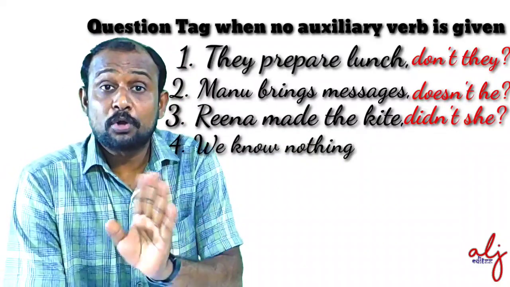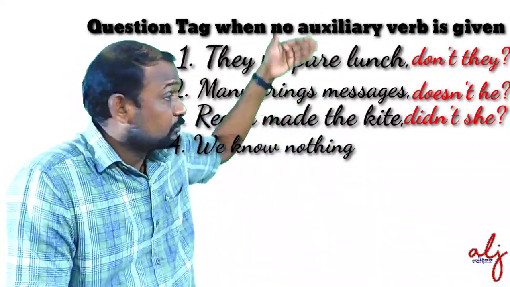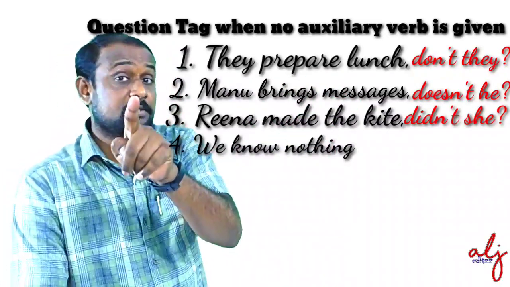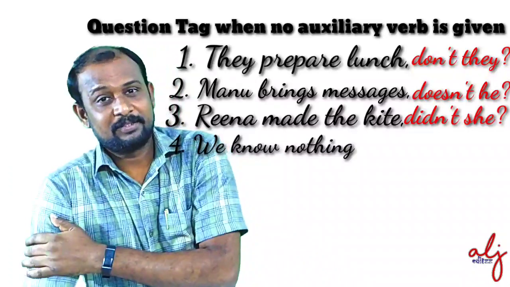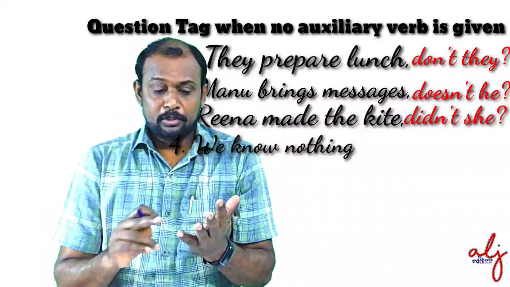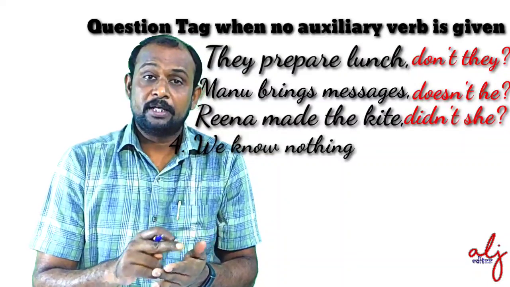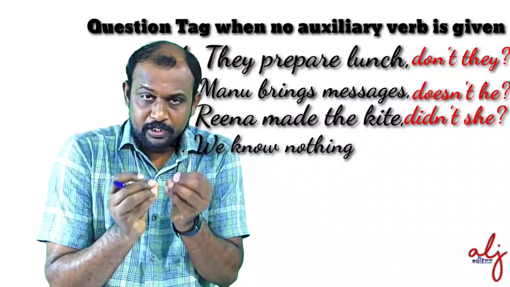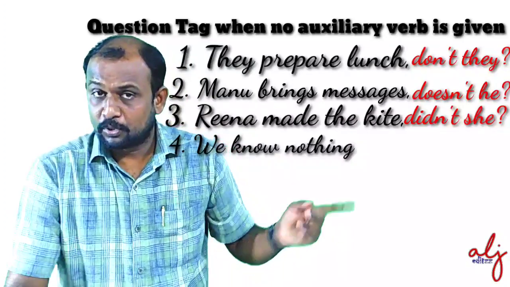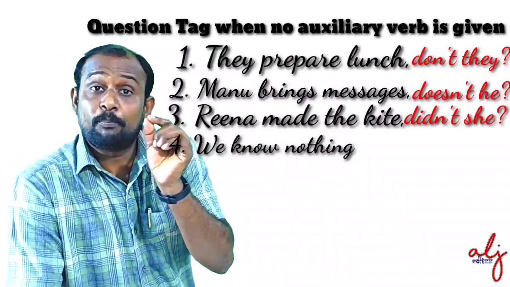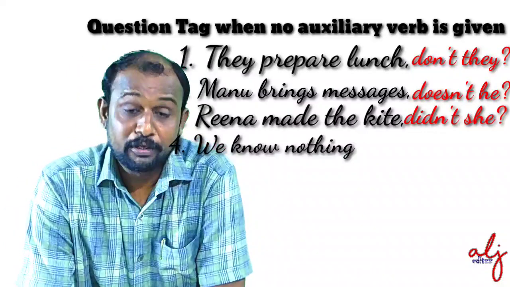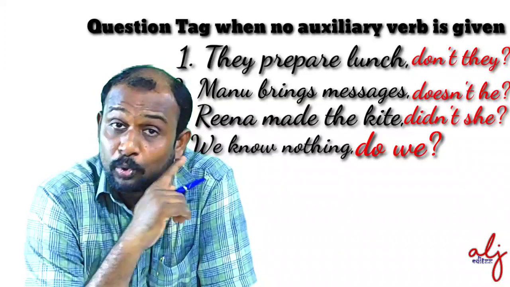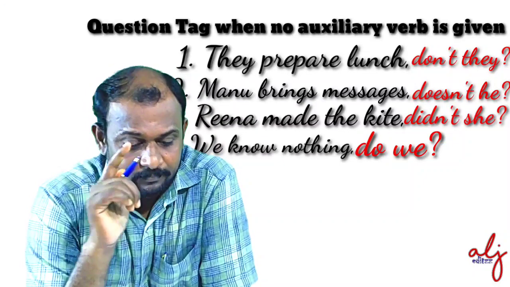We know nothing is not a positive statement. The first three are positive statements, whereas this fourth one is not, because we have the word nothing here. Nothing is a negative word. No, nothing, nobody, neither, nor, never, none: these are all negative words. If any one of these words comes in a statement, it's called a negative statement. So this is a negative statement, so I'll apply a positive tag. And the answer here is: we know nothing, do we? Not don't we. Do we? Is that clear? Let us move on.